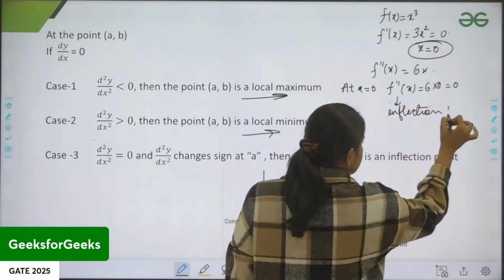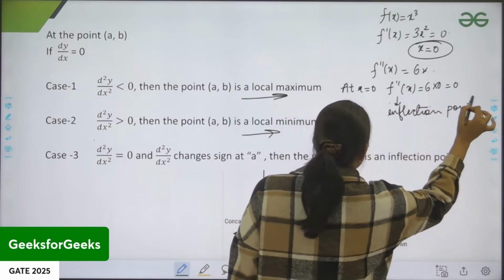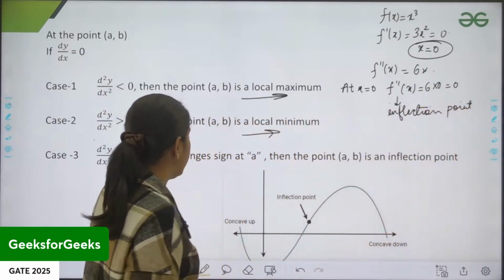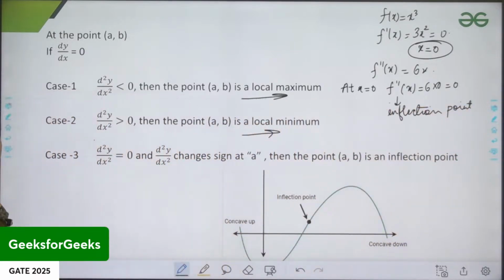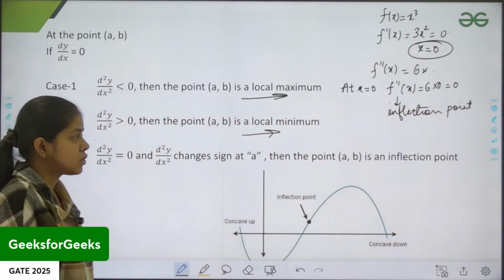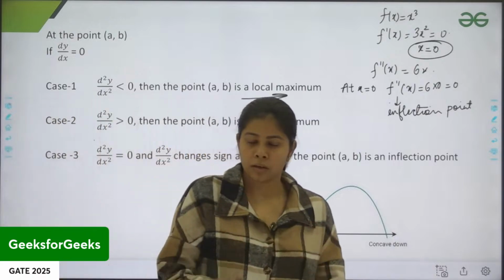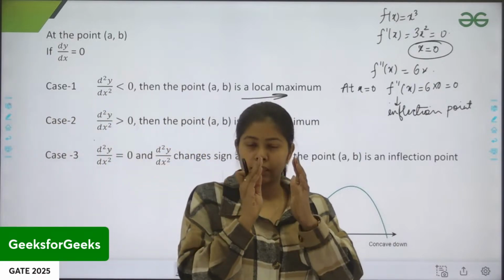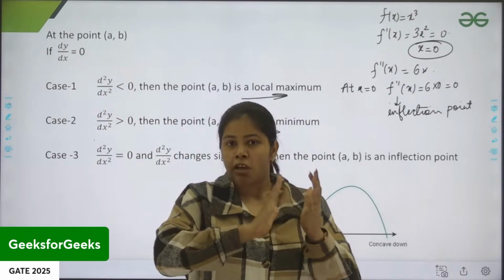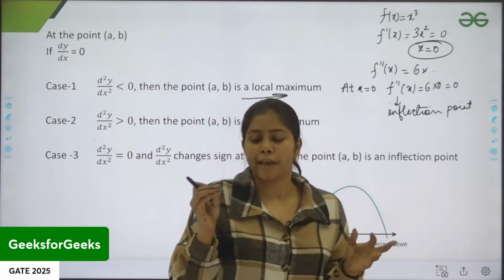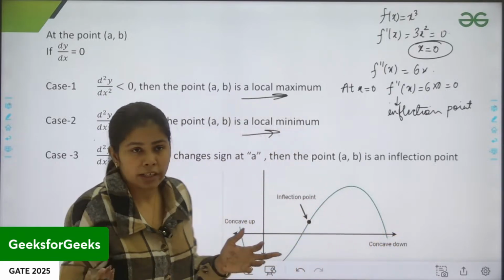Inflection point. That means I am getting neither maxima nor minima. The derivative sign is changing. We already discussed that we get the critical point where the derivative sign changes from positive to negative, or where increasingness or decreasingness changes.